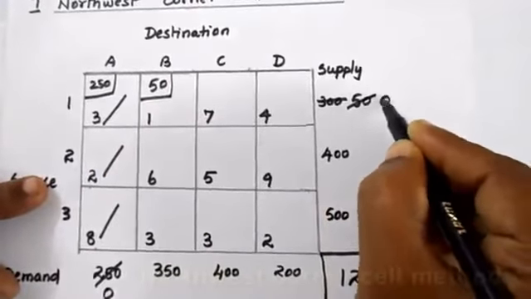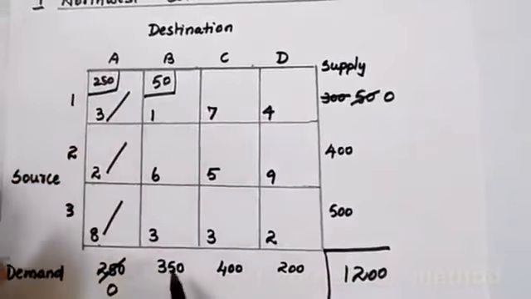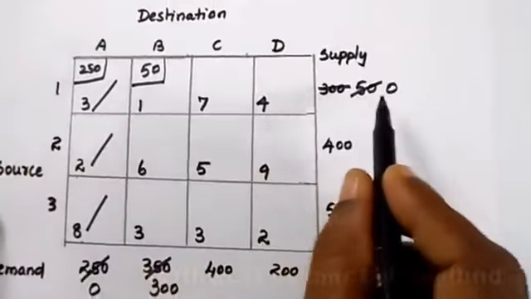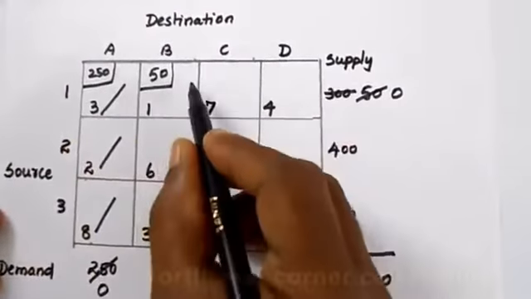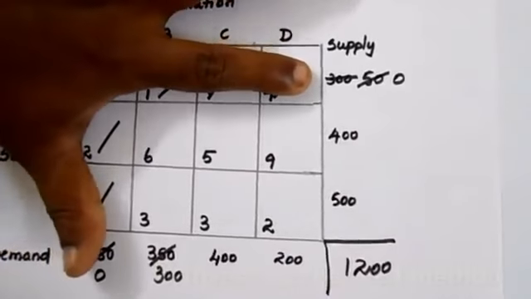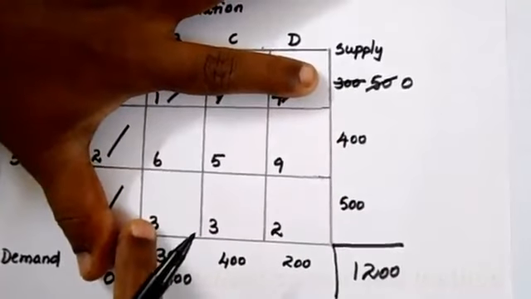50 cancel, will get 0. For this, 350 is there, no? 50 match, remaining 300 demand is there. For this row we got 0, no? The entire row will get cancelled. So after deleting the two things, this is the remaining cell, remaining figure, unallocated cell.